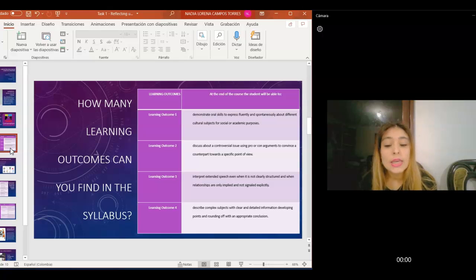The third is interpret extended speech even when it is not clearly structured and when the relationships are only implied and not signaled explicitly. And the fourth is describe complex subjects with clear and detailed information, developing points and rounding off with an appropriate conclusion.